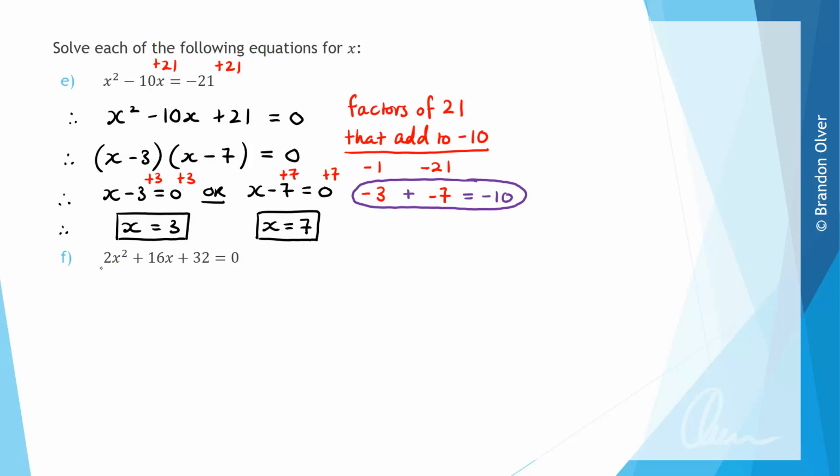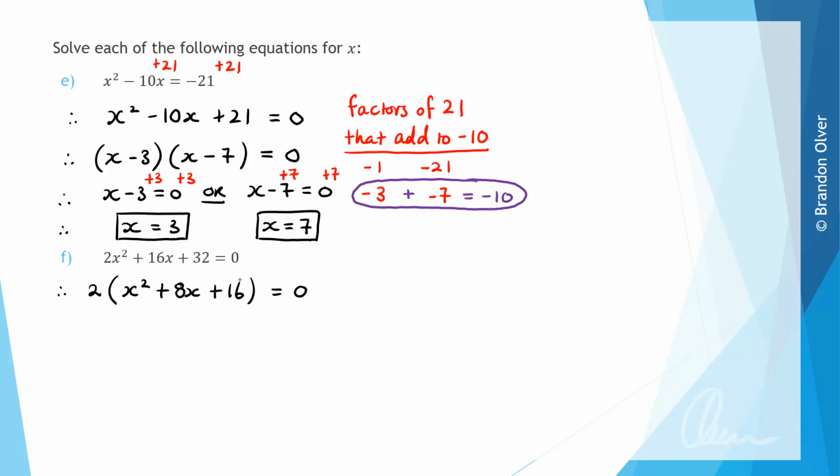Next, if we look at part F, this equation's equal to 0, so we just need to look at factorizing the left-hand side. And first up, we can see there's a common factor that we can take out first, and that common factor is 2. So this equation could be written as 2 times x squared plus 8x plus 16 is equal to 0.